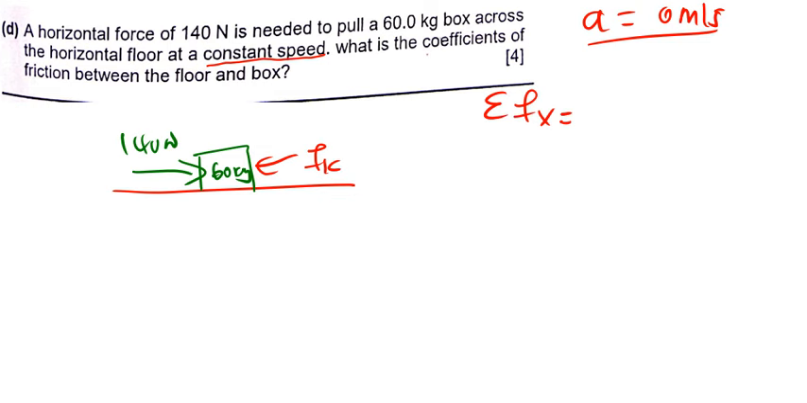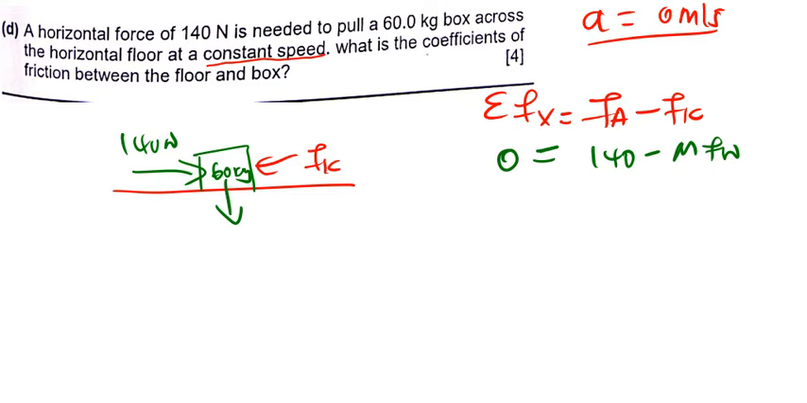So the forces here are the applied force minus the friction force, and we're saying the net force is zero, so you replace this with a zero. The applied force is 140. The friction force is mu times the normal force. But what is the normal force? We have got mg here, so in this case the normal force is equal to mg. I believe we know this, right?